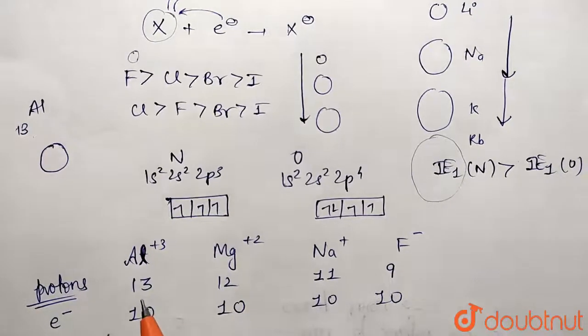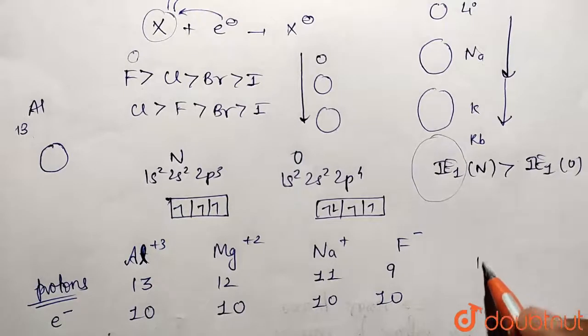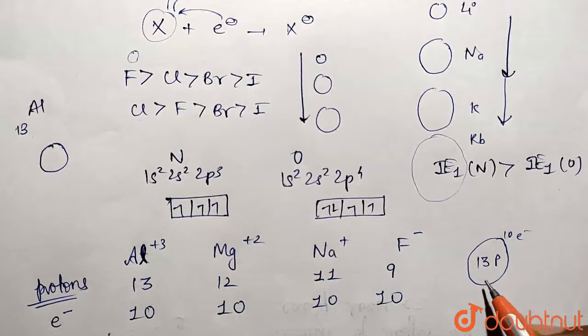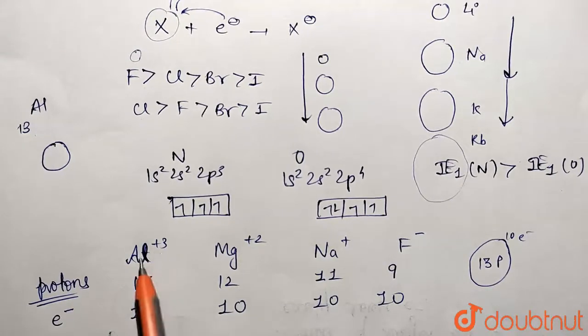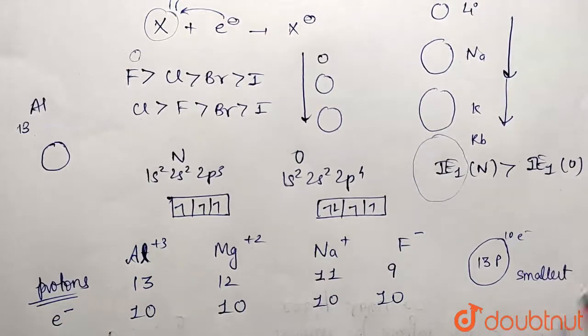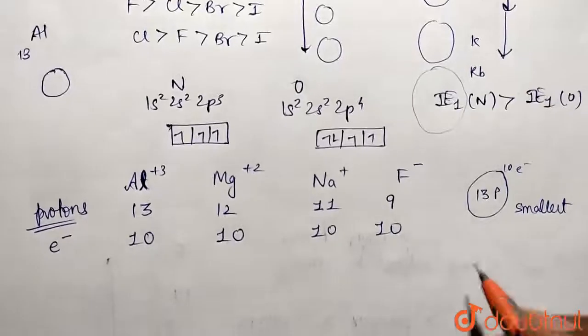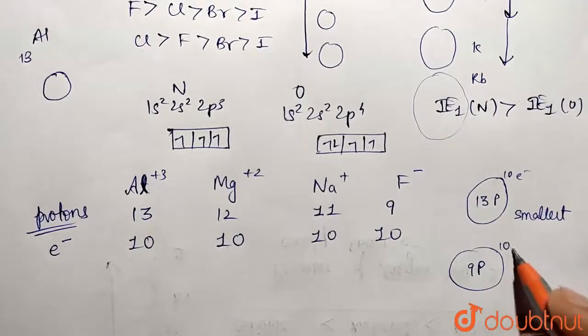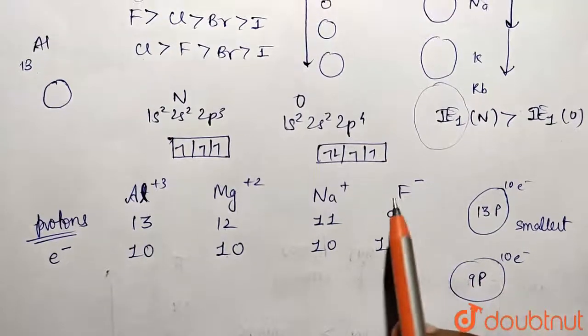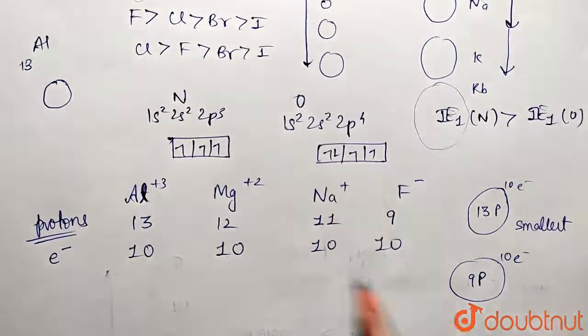Now if you compare, this has more protons. So with a larger number of protons attracting the same 10 electrons, the nuclear charge will be greater. That's why I told you that for a cation, the more the positive charge, the smaller the size. So this is going to be smallest, and correspondingly similar for 12 protons attracting 10 electrons, so size will be somewhat bigger. Here also somewhat larger size, but here only 9 protons are controlling 10 electrons, so electrons will be greater, and correspondingly size will be larger. So for an anion, the more the negative charge, the larger the size.